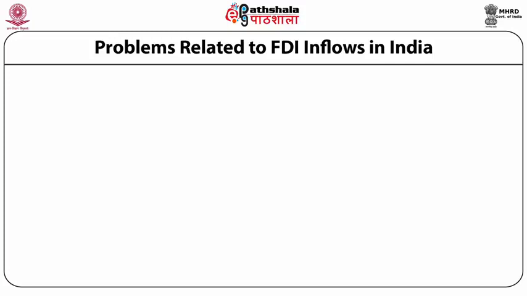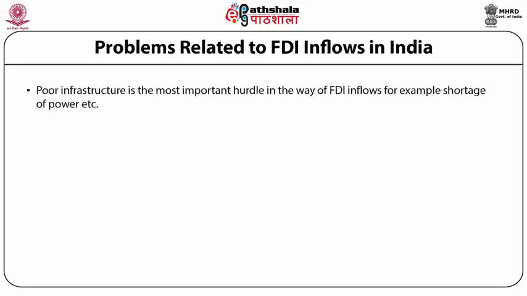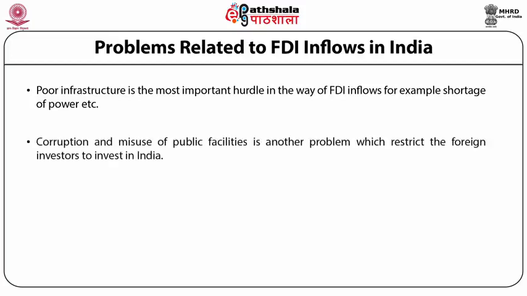Problems related to FDI inflows in India. The first problem is poor infrastructure. Poor infrastructure is the most important hurdle in the way of FDI inflows, and this includes power shortage as well. Corruption and misuse of public facilities is another problem, which restricts foreign investors from investing in India.